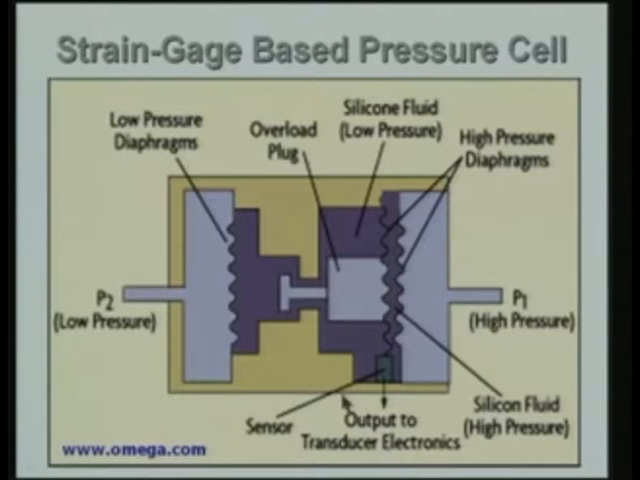Okay. Let us look at some of the features. There is the overload plug. This plug is actually going to sit in this hole, which is connecting the low pressure side and the high pressure side. And if the pressure you apply is very high, more than the rated pressure for which the pressure cell is designed, this is going to close this opening, and it will not work after that. It is going to protect the low pressure side from being damaged when you have very high pressure applied here. So, this is just a safety feature.